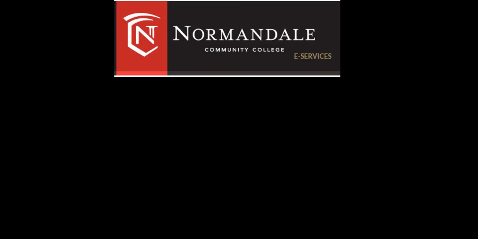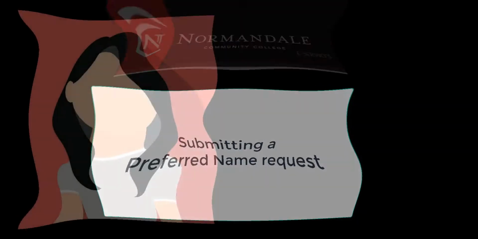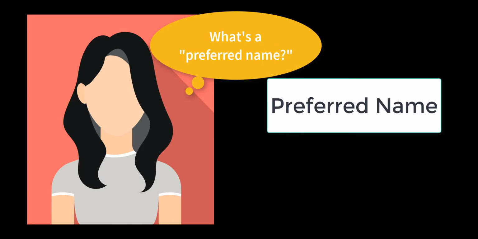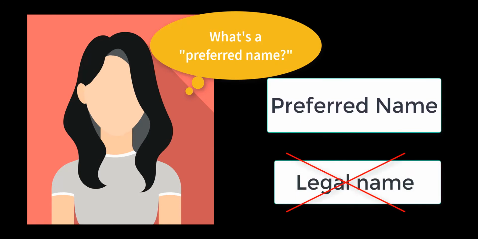This video will show you how to change your preferred name in eServices. First, let's talk about what is a preferred name. A preferred name can be requested through the Normandale Records Office if you would like to be identified by a different name than your legal name while you are a student at Normandale.